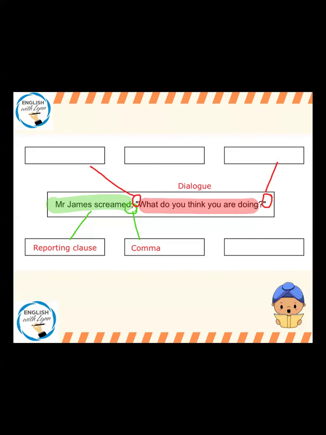So I've got one set at the beginning, I've got the other set at the end there. So let me just type that in the box. So I've got inverted commas at the beginning and the end. I also have the capital letter here at the beginning of the dialogue.